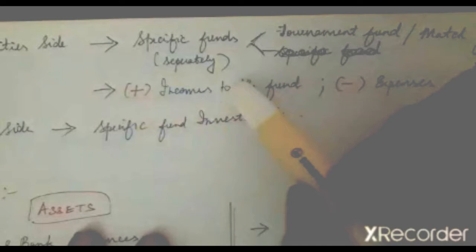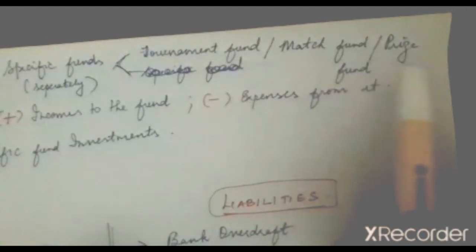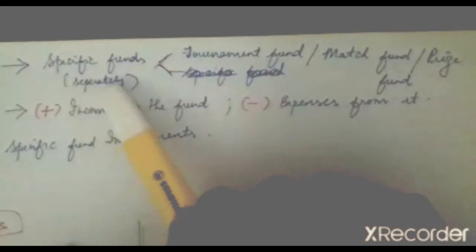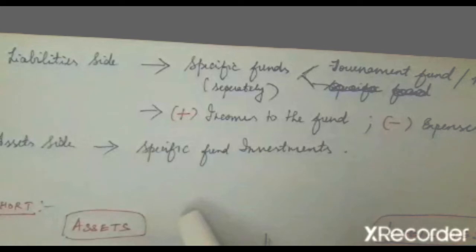Okay, so next will be about these specific funds, what we have discussed in the previous topic. Specific fund is a liability. As I told you already, specific funds will be in the form of three types: tournament funds or match funds, or prize funds. Any of these, make sure they are special funds, and this will be shown separately under the heading called specific funds on the liability side of the balance sheet.